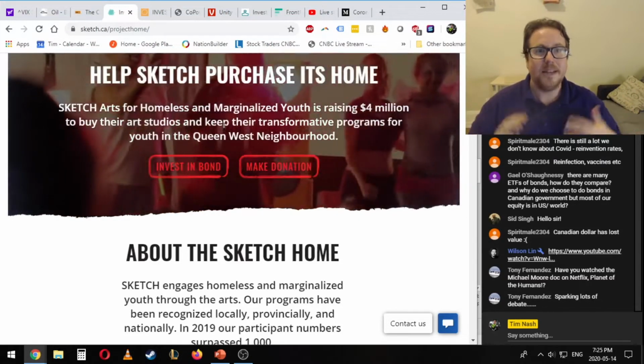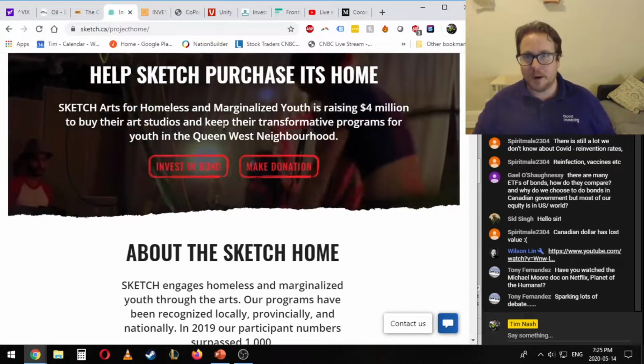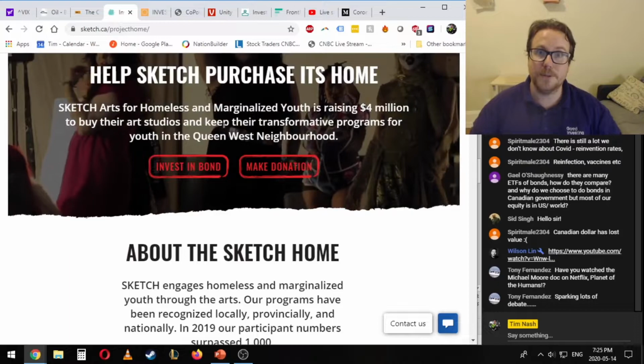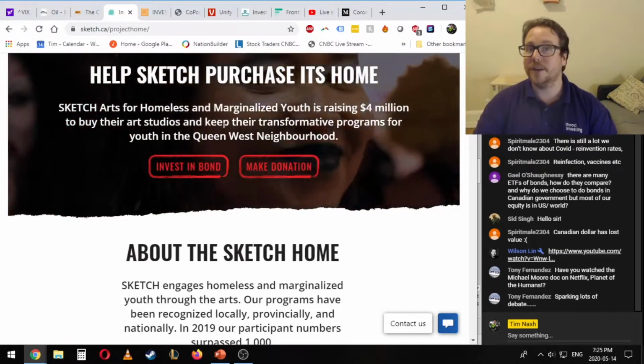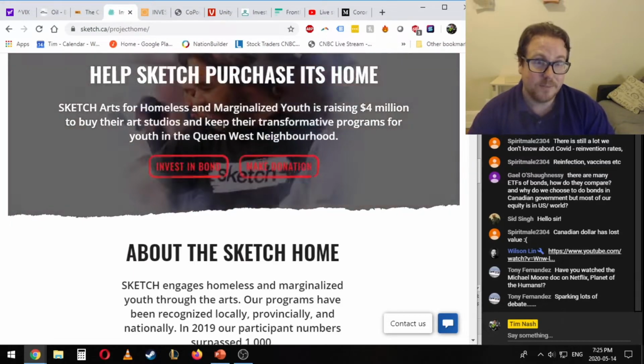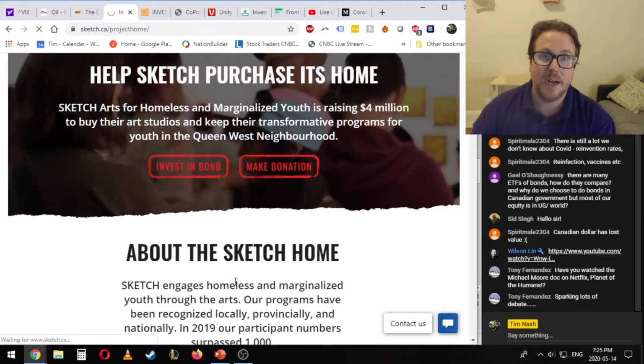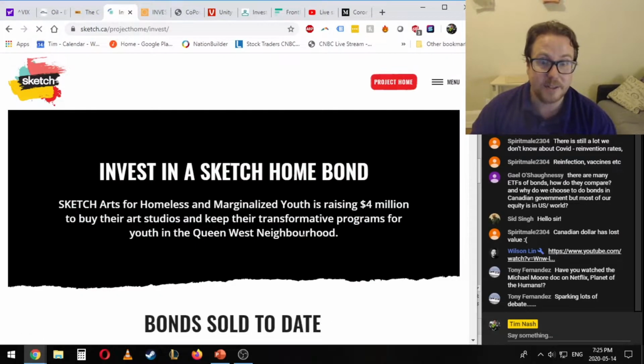Beautiful space. And Sketch has their home there. They've got some beautiful art studios. They've got some office space. It's really a beautiful setup for them. And Artscape has given them the ability to actually buy that space. So they're doing a community bond to be able to buy that space.